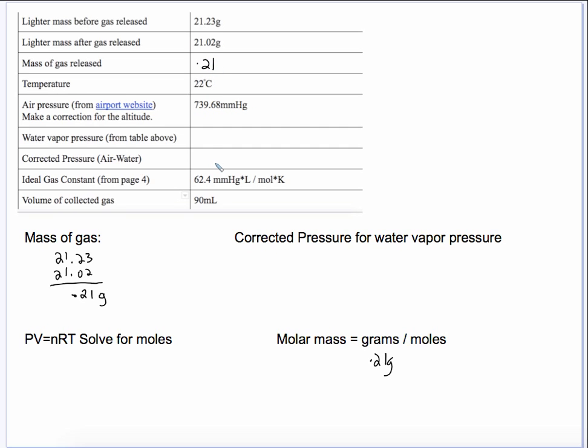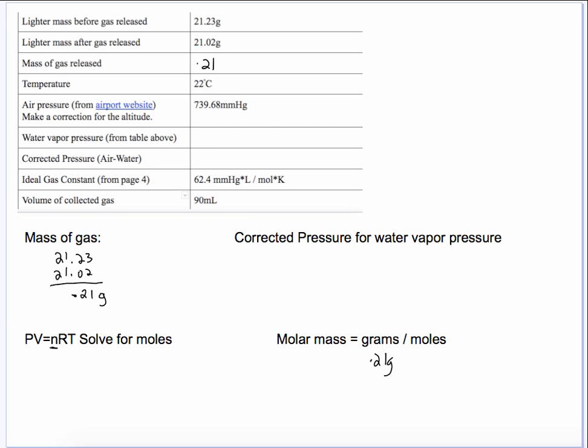Now what we need to do is find the number of moles of gas. We're going to use the PV equals nRT equation to solve for n, the number of moles. But before we do that, we have to get our corrected water pressure.